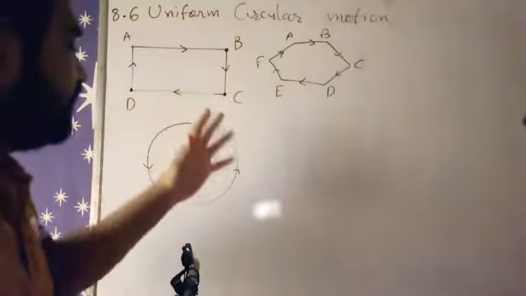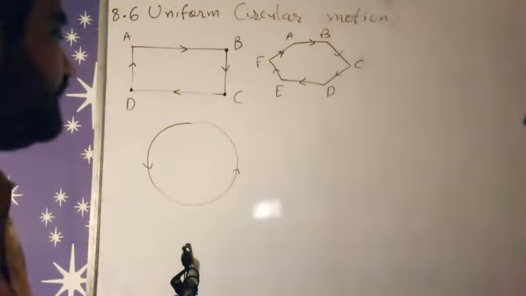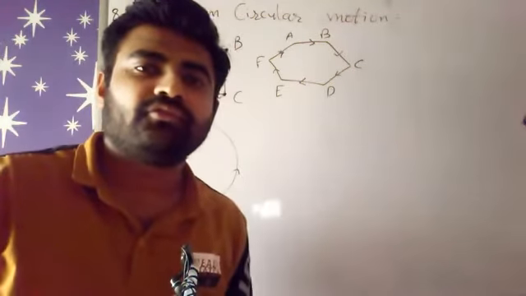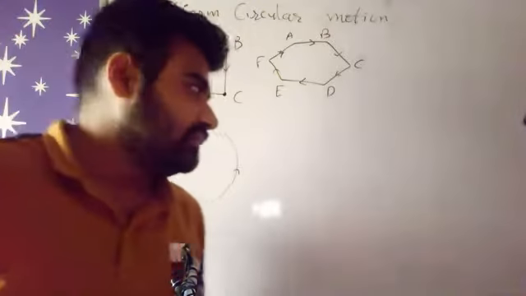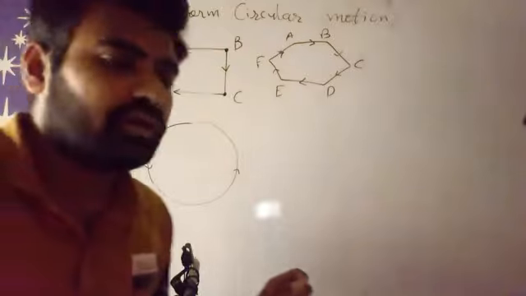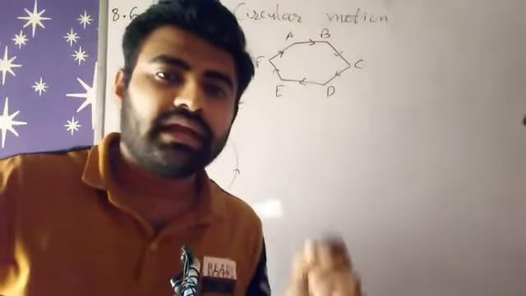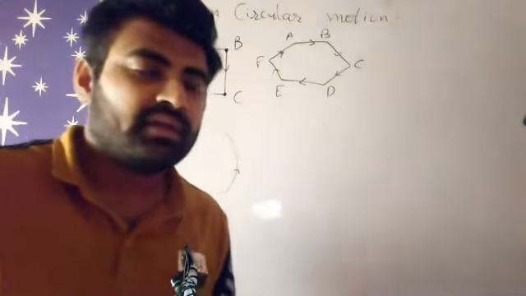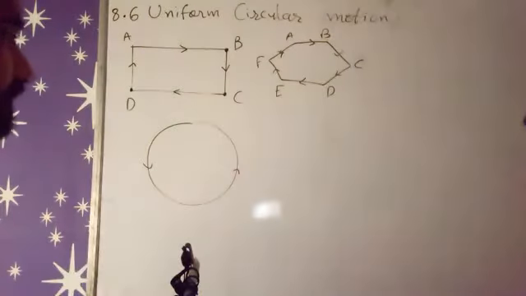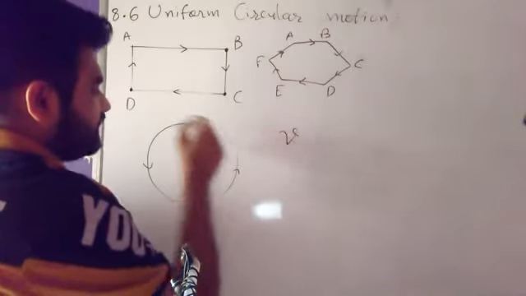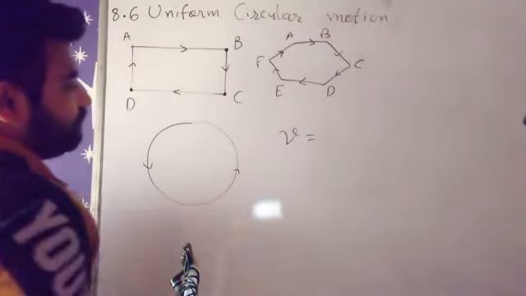Uniform circular motion is, for example, when we tie a stone with a string and rotate it like this. That stone has uniform circular motion, but its velocity continuously changes because its direction changes. So the direction changes.